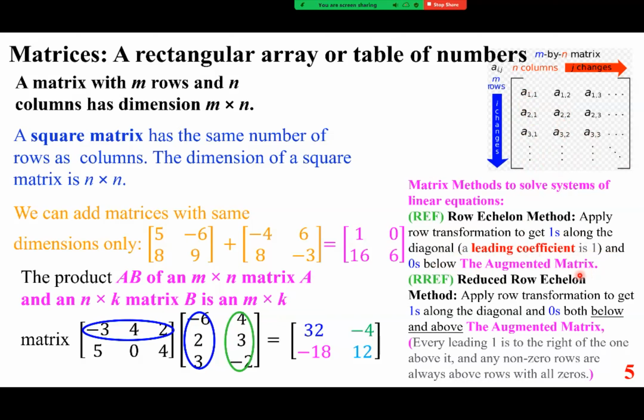And as far as the augmented matrix is concerned. Or RREF, reduced row echelon form or method. Apply row transformation to get ones along the main diagonal, and zeros both below and above, in the augmented matrix. Every leading one is to the right of the one above it, and any non-zero rows are always above rows with all zeros.